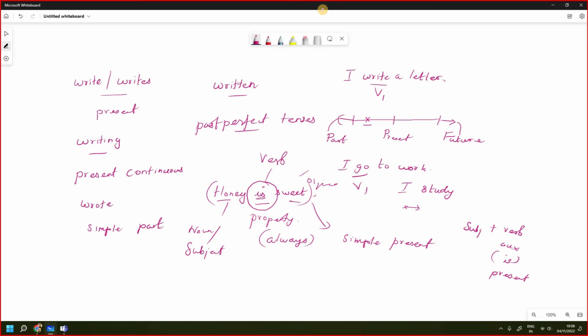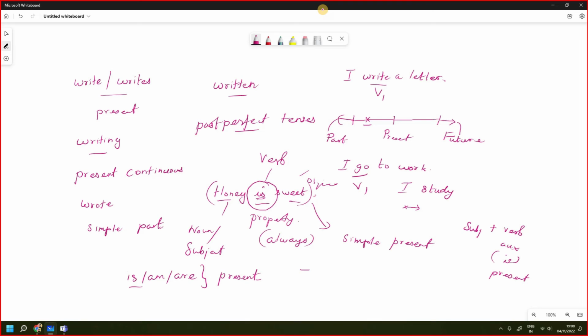We are using "is", the present auxiliary verb. I told you last time there is something called "is", there is something called "am", and there is something called "are", and we use these only for present tense. I told you. So "is" comes here.